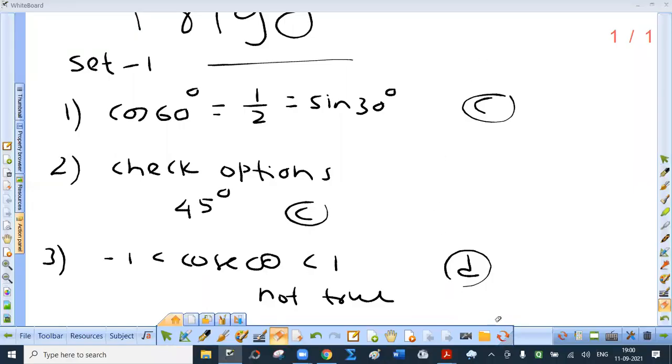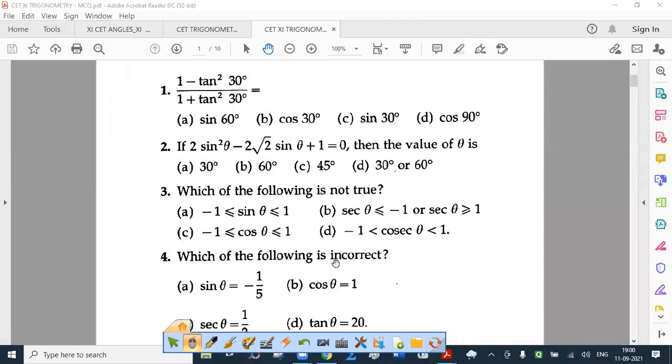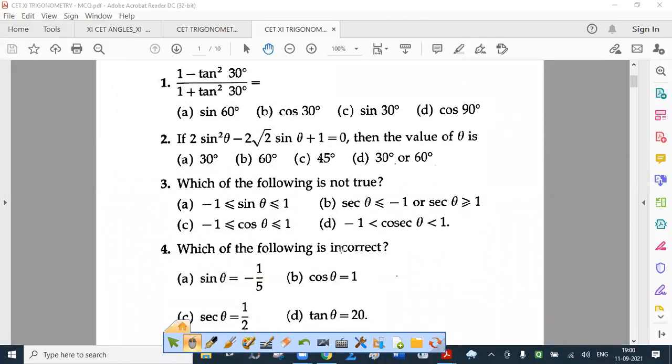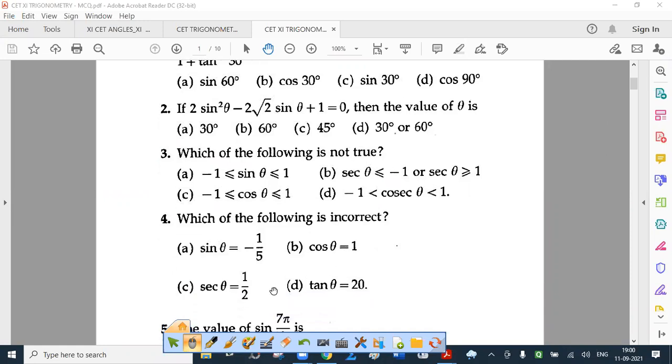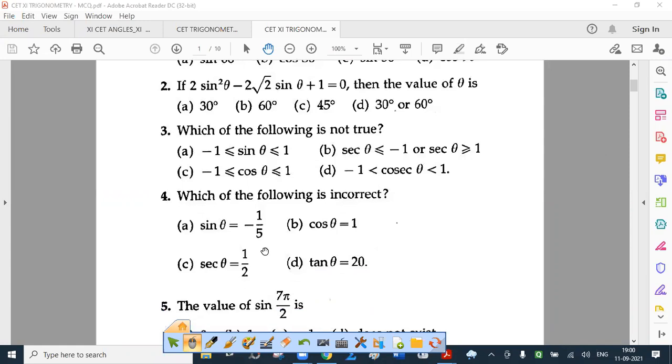Okay, now sum number 4. Which of the following is incorrect? Sin theta, can it be -1/5? Yes. Cos theta, can it be 1? Yes. Can sec theta be half? In that case, reciprocal cos theta will be 2. Absurd. So the correct option is C, Calcutta.